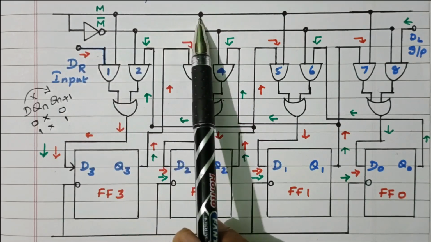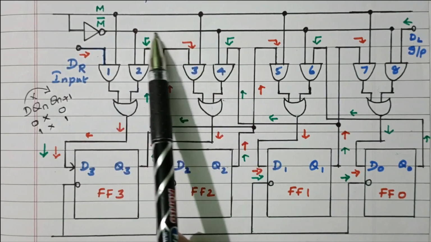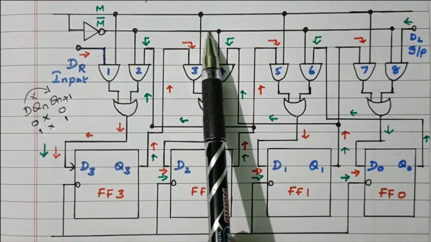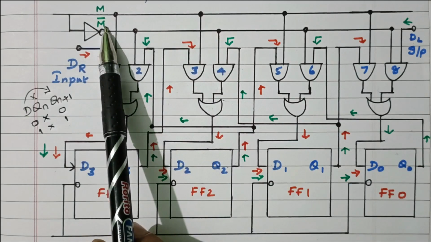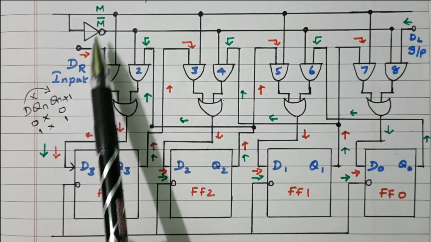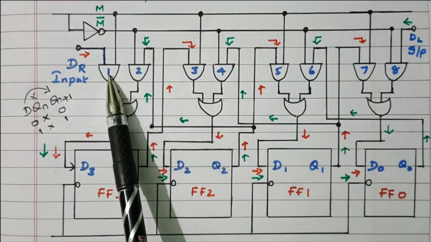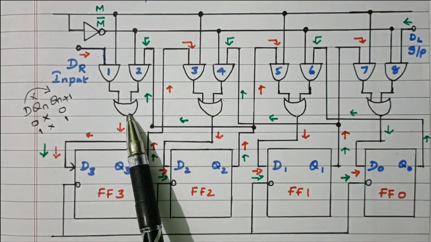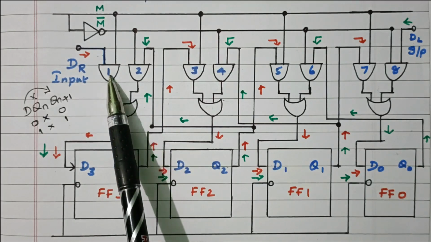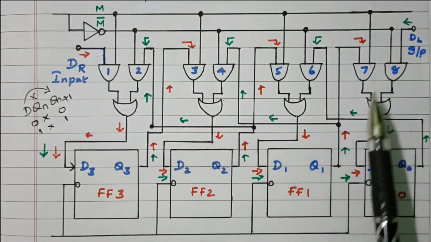The first line we have mode signal M. Second line we have mode signal M bar. M0 means M bar will be 1. M1 means M bar will be 0. Right. Now we have the logic diagram available here: two AND gates and one OR gate. It is named as 1, 2, 3, 4, 5, 6, 7, 8.